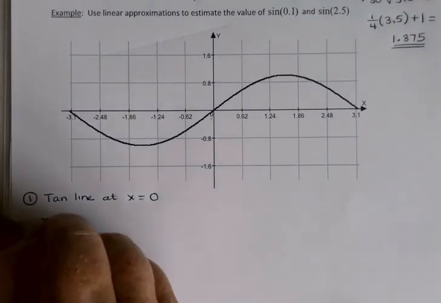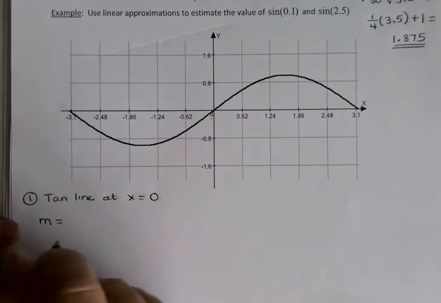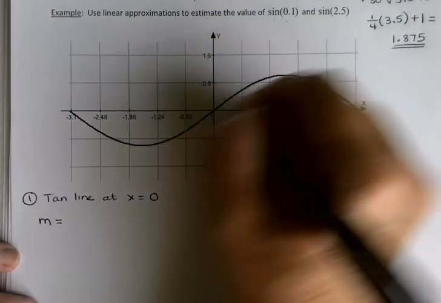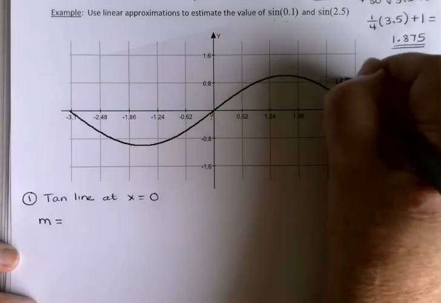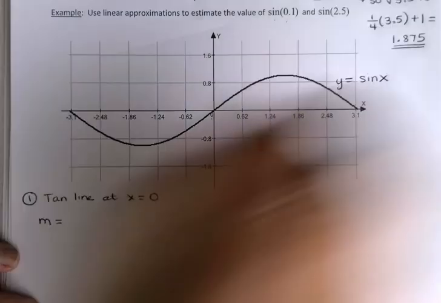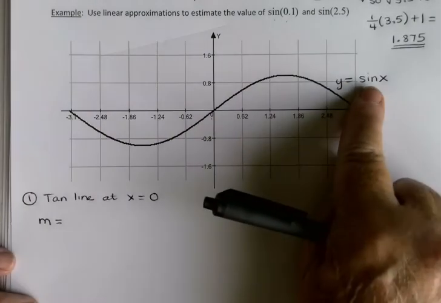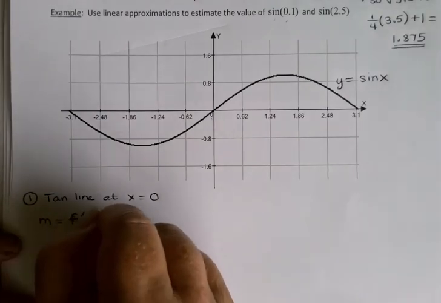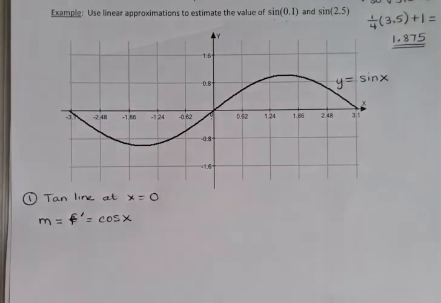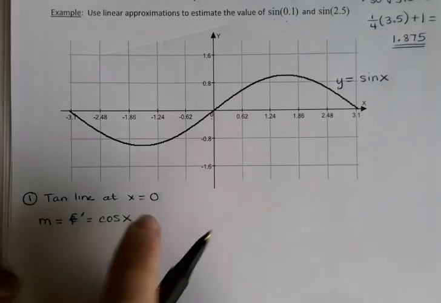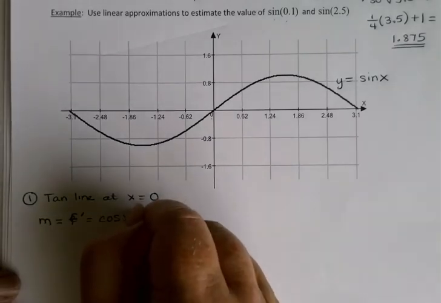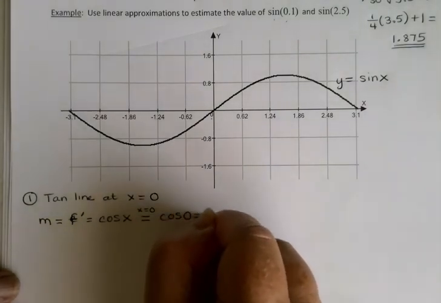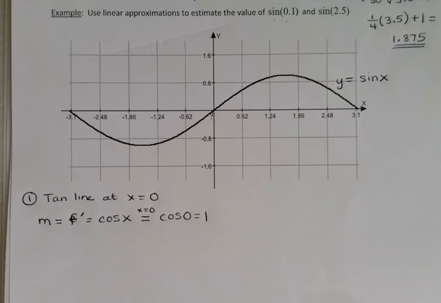All right, slope would be our derivative. And by the way, notice that this function is just y equals sine x. That's what I'm trying to approximate, and that's what's graphed here too. Y equals sine x. So the derivative would be cosine x. And if I plug in my x equals 0, cosine of 0 is 1. So my slope is 1.